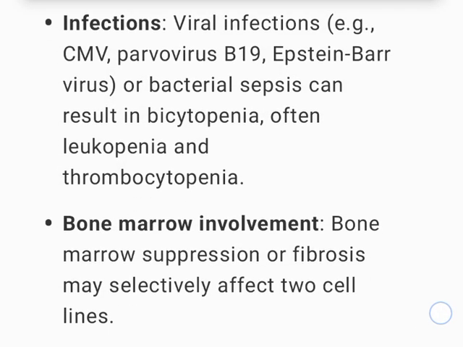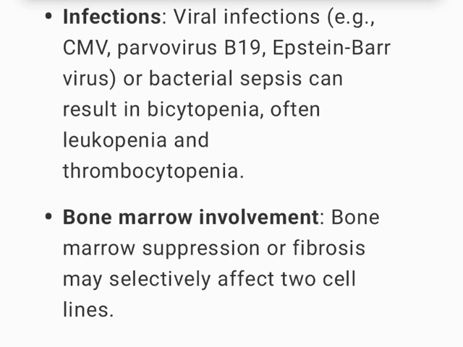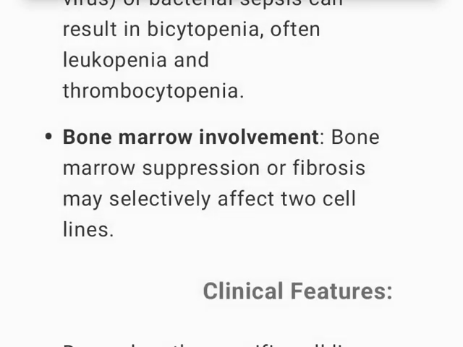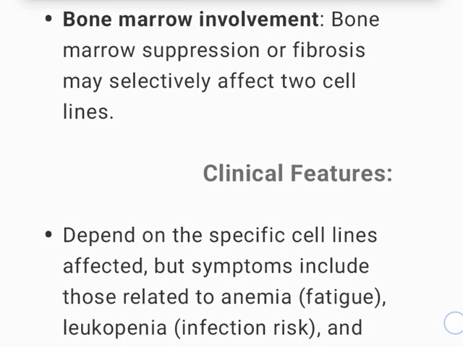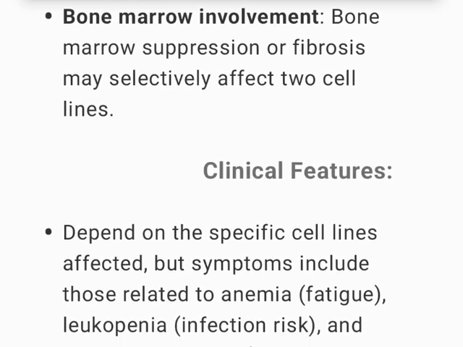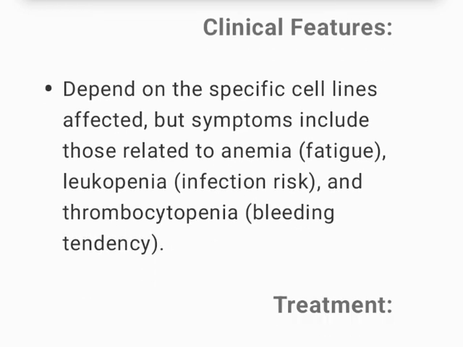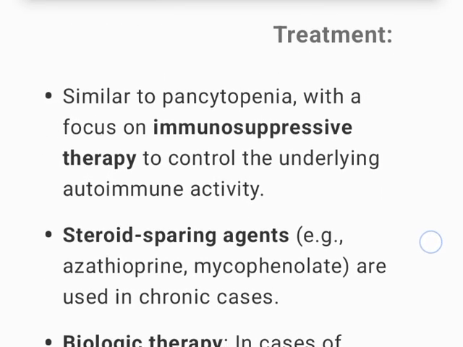Infections. Viral infections, e.g. CMV, parvovirus B19, Epstein-Barr virus, or bacterial sepsis can result in bicytopenia, often leukopenia and thrombocytopenia. Bone marrow involvement. Bone marrow suppression or fibrosis may selectively affect two cell lines. Clinical features depend on the specific cell lines affected, but symptoms include those related to anemia, fatigue, leukopenia, infection risk, and thrombocytopenia, bleeding tendency. Treatment.